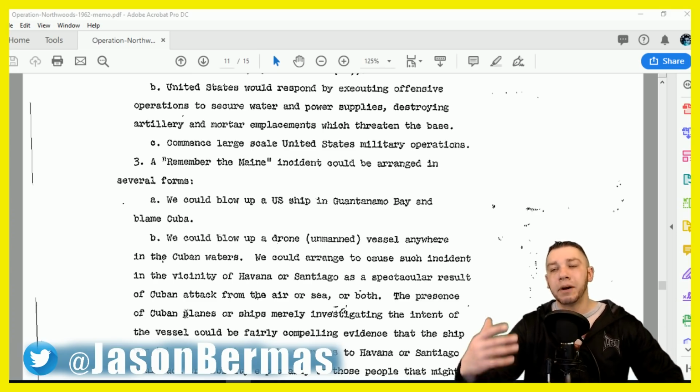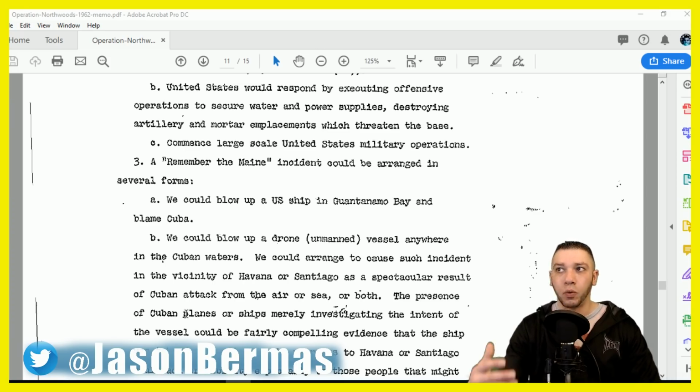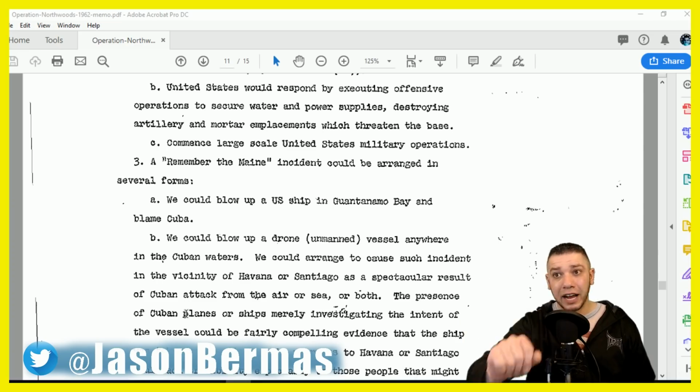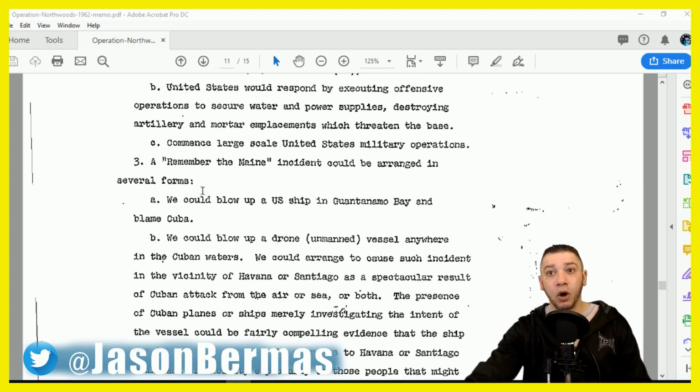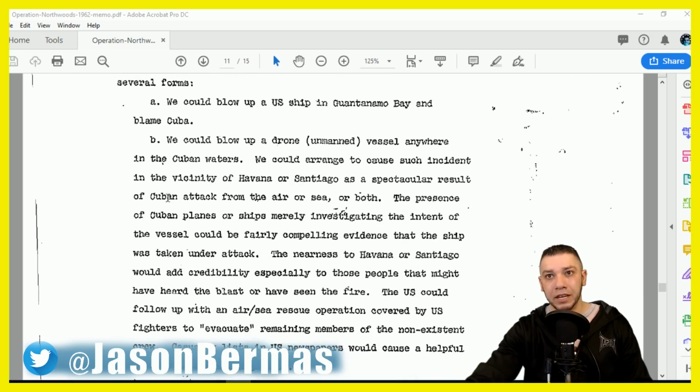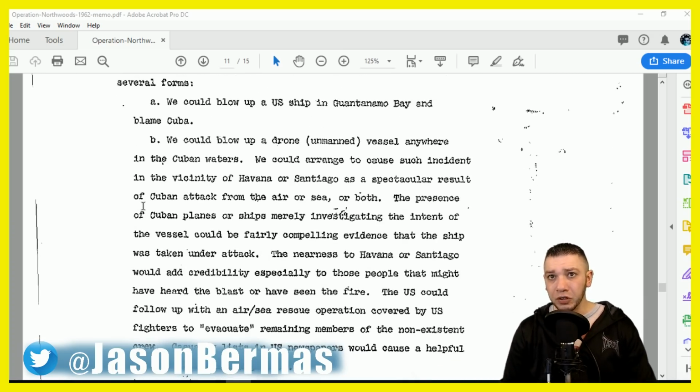We need some kind of a mantra to get people to want to go into Cuba. So now we're outside of the mock funerals and the small ships. Now we're going to blow up a U.S. ship in Guantanamo Bay and blame Cuba. We could blow up a drone. Think about that, an unmanned vessel. So now we're talking about a large U.S. ship. We're talking about drones. We're talking about the Navy, not just the Air Force. This is why this document's really important to go over, guys. There's so much meat in here.